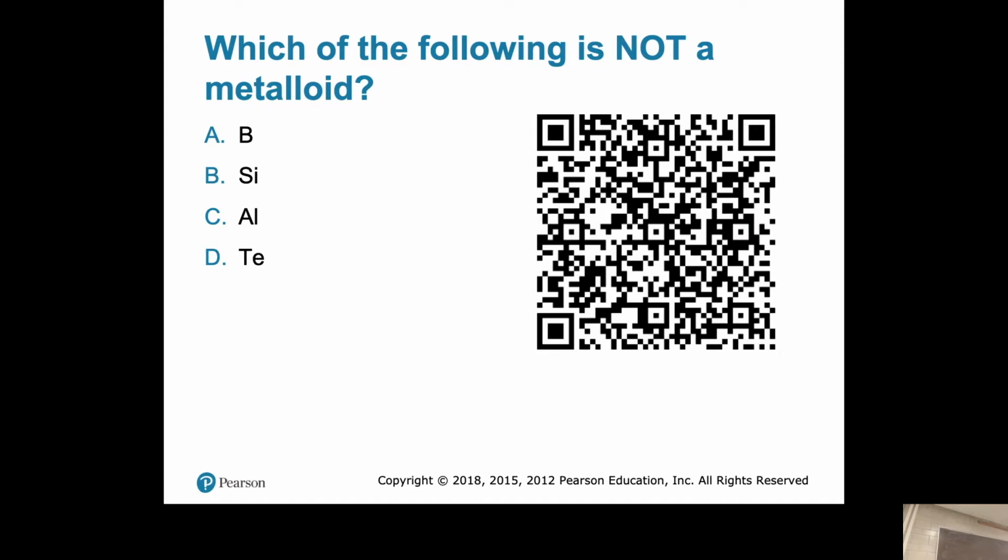All right. Which of the following is not a metalloid? B, which is boron. So you even have to look at it to see. Silicon, aluminum, or technetium. You're wondering to yourself, how does he not know what At is, but he knows what Tc is? But yes, Tc is technetium. All right, let's see how you guys answer this question.